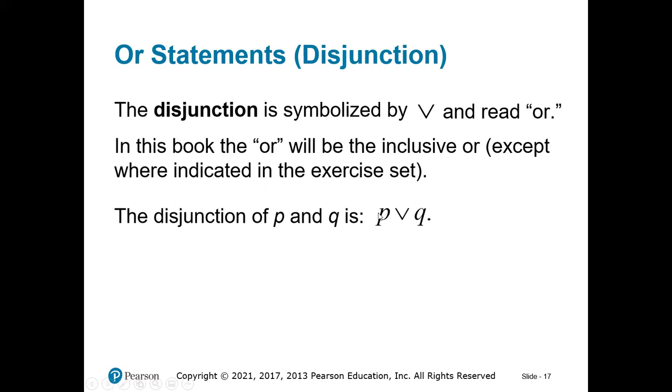When you read the OR, it means the conjunction. I'm sorry, the disjunction, and this is the symbol for it. And when you say the disjunction of P and Q, it is P or Q.